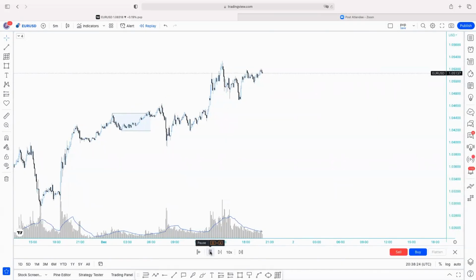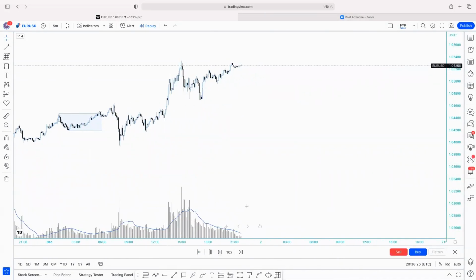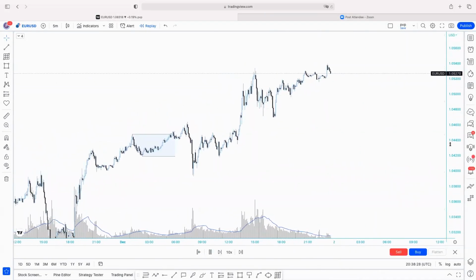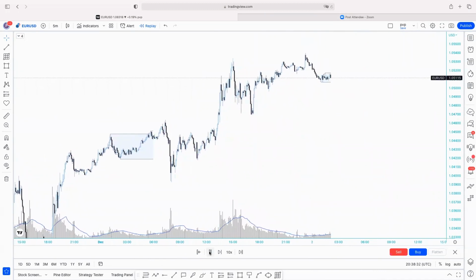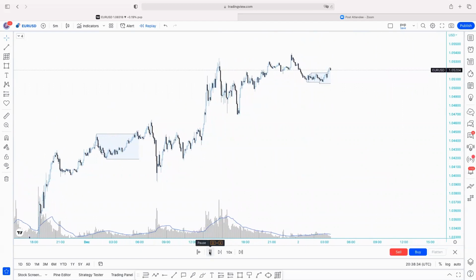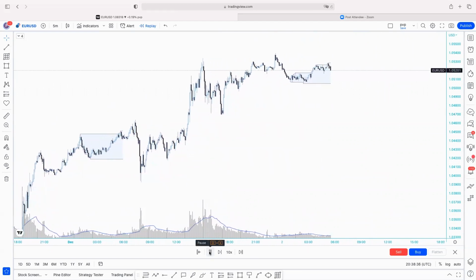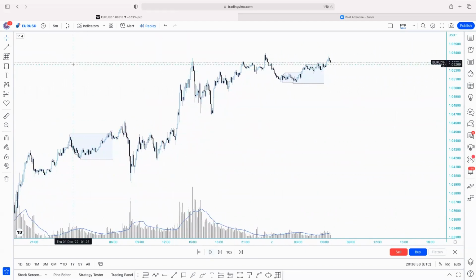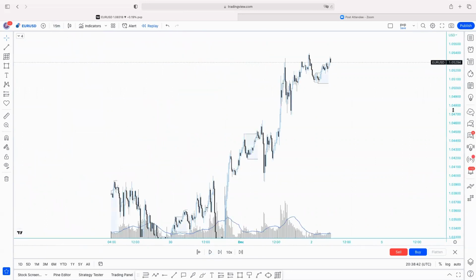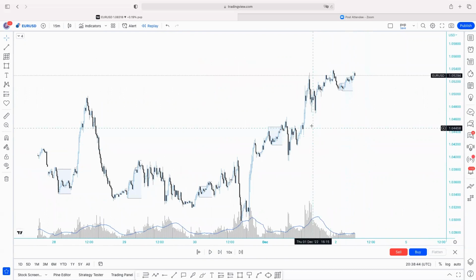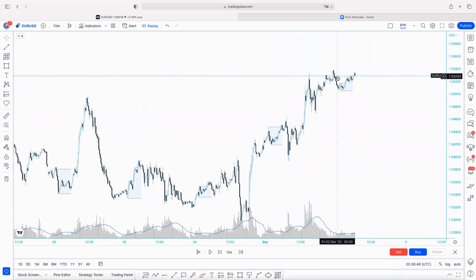Let's go to the next day. Take a look at the Asian manipulation. So the Asian range starts. We start taking a look at higher time frames, and we can see that we are in a really strong bullish trend.